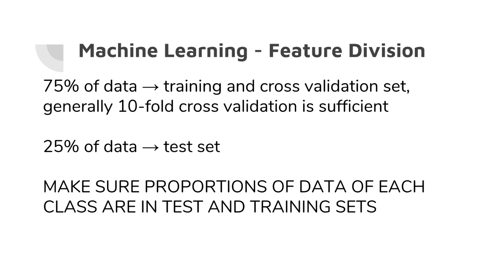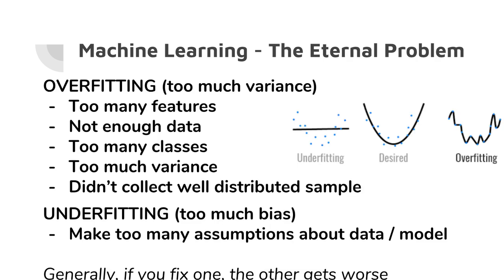So if I have 15 samples, let's say I'm using 66% for my training and 33% for my test set, then I need to make sure that 5 of those samples from each class are in the test set, and then 10 of those samples from each class are in my training set. So that way I can verify that there's equal proportions, and then the test set will tell me an actual correct accuracy. The two biggest problems in machine learning is the trade-off between underfitting and overfitting.